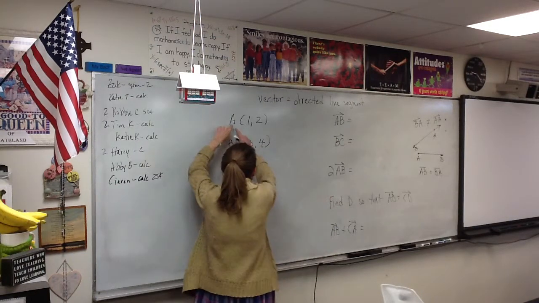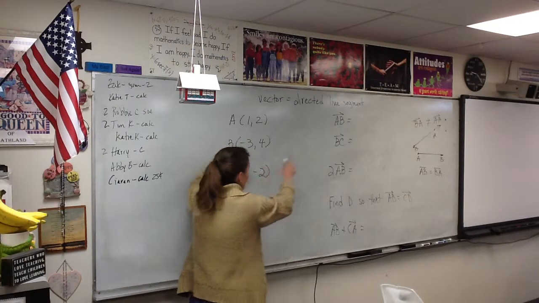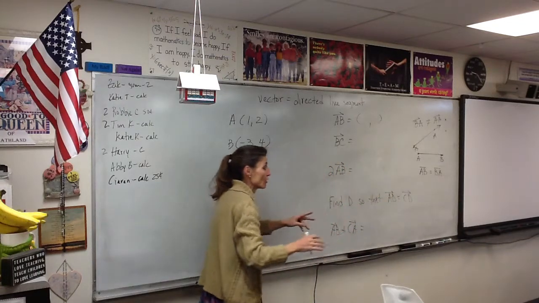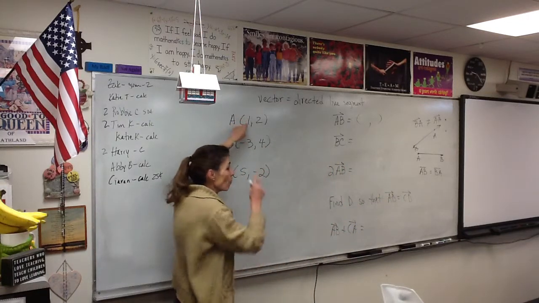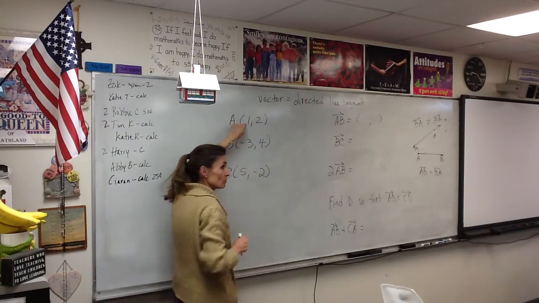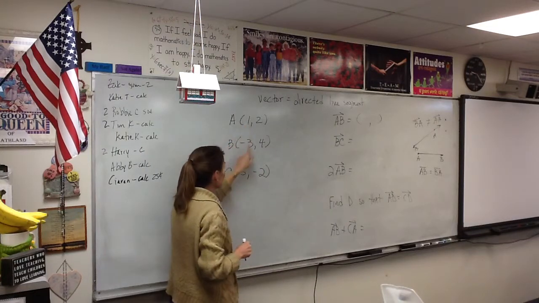That means we're going to start at A and stop at B. Now, that is so easy, kids. Do not make this hard. If you start at 1, look at just the x's. If you start at 1 and go to -3, tell me how far you've traveled.